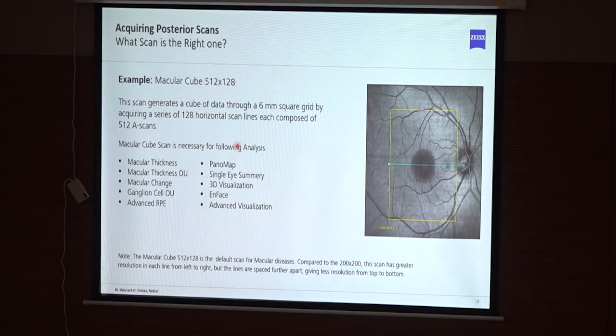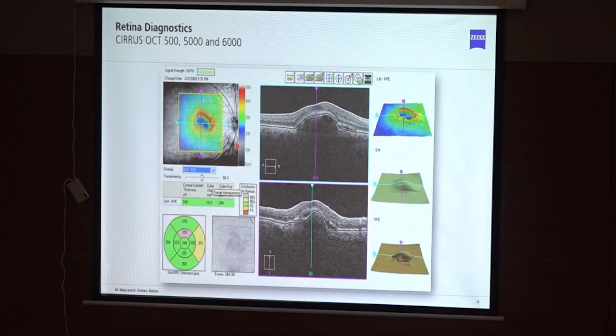Then there is a panomap, then there is a 3D visualization. If there is a case of retinal detachment, it is better seen with the help of the 3D visualization. Then the advanced visualization, in which you will see a cut section of the retinal layers. So this is how the macular cube report will look.